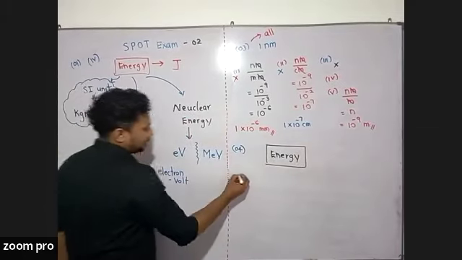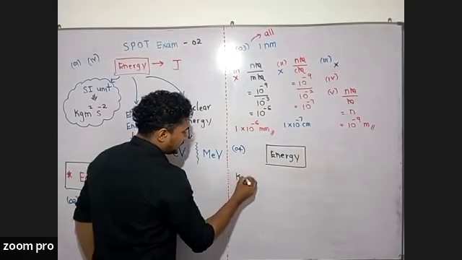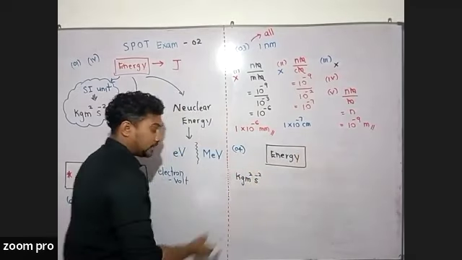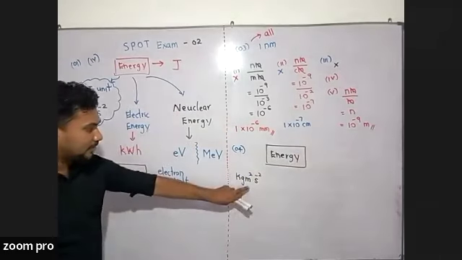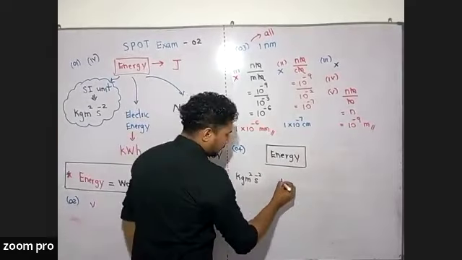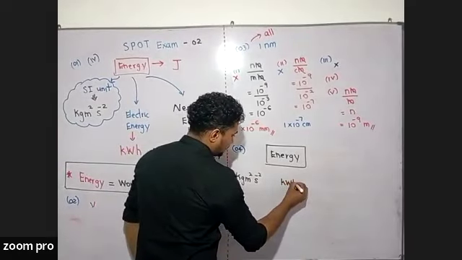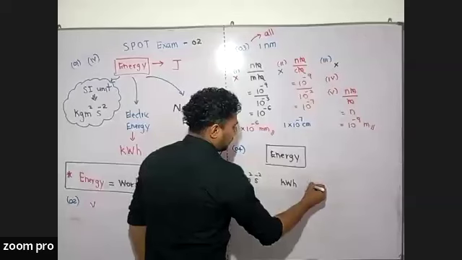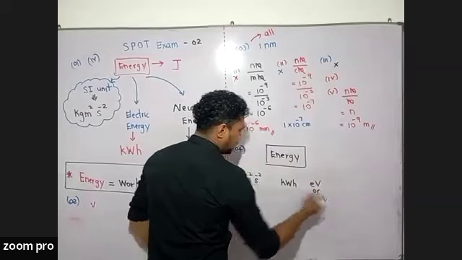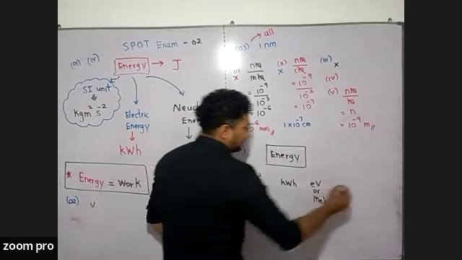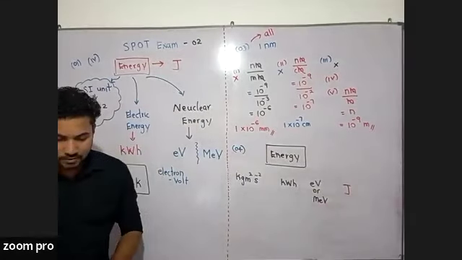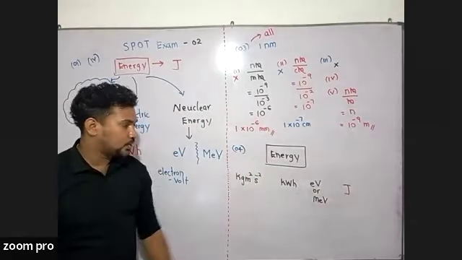So what is the first one? The SI unit means kg m squared s to the power minus 2. So this is the SI unit. And we can also use kilowatt hours or electron volt or mega electron volt, and we can also use the joule to measure the energy. So these are some of the units which are used to measure the energy.